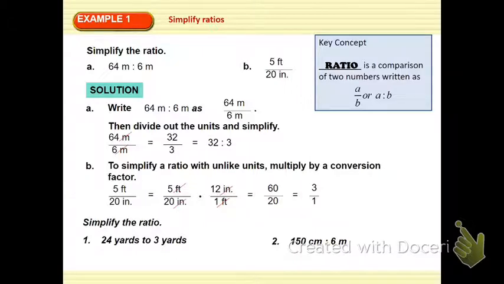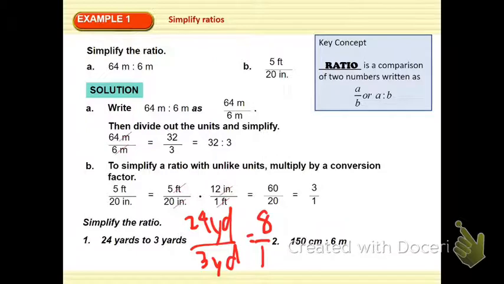You guys go ahead and simplify the bottom two there. The first one is 8. Yeah, 24 yards divided by 3 yards is 8 over 1.